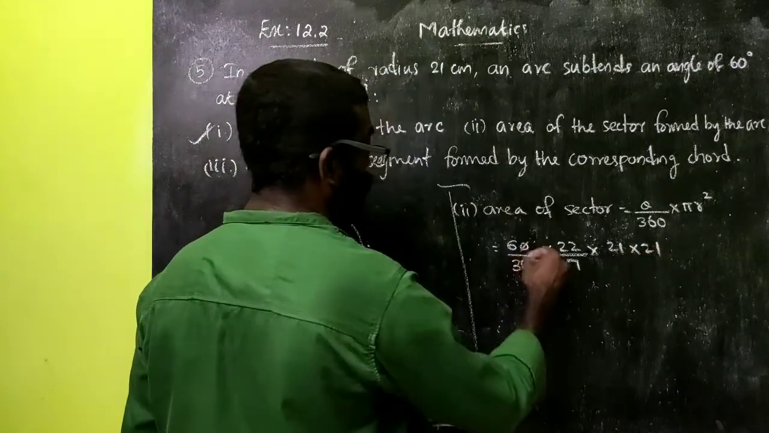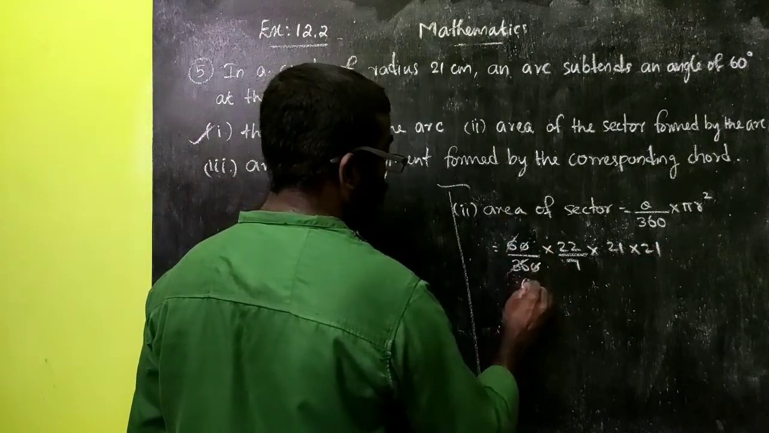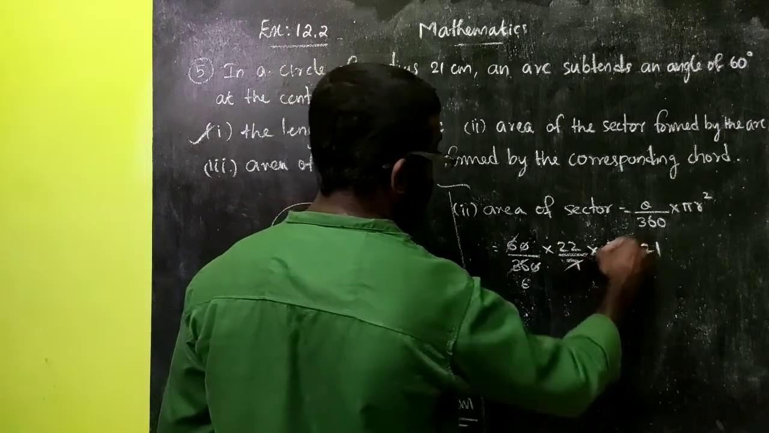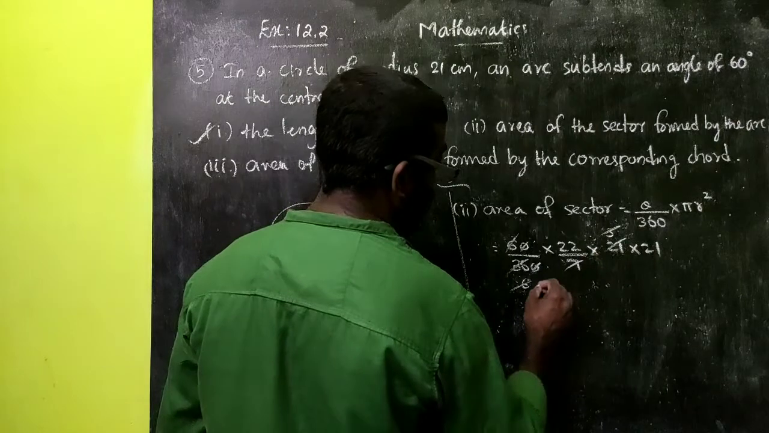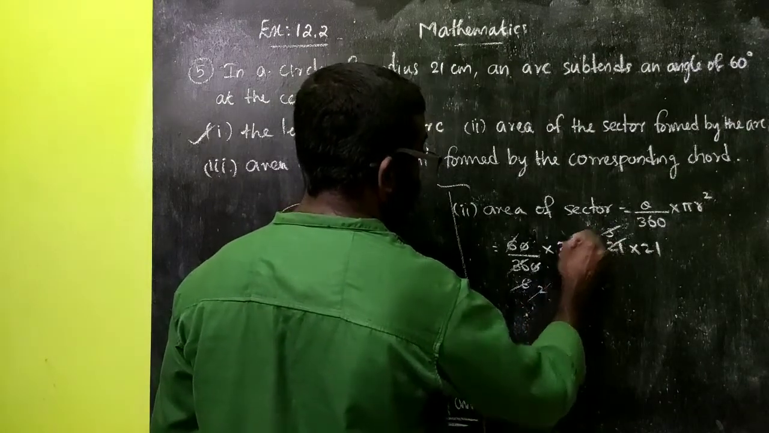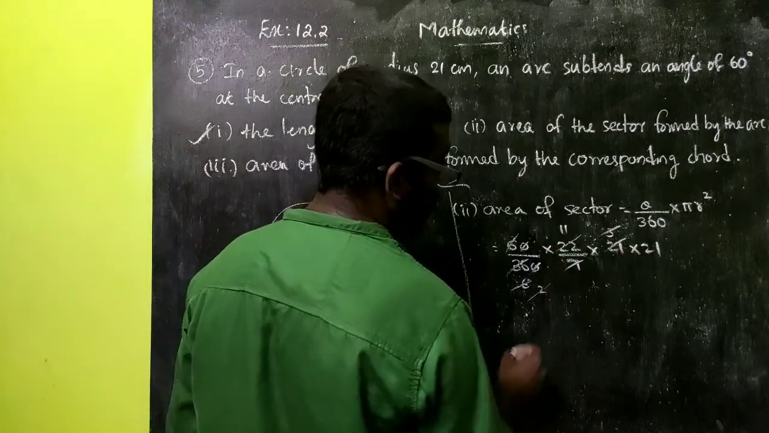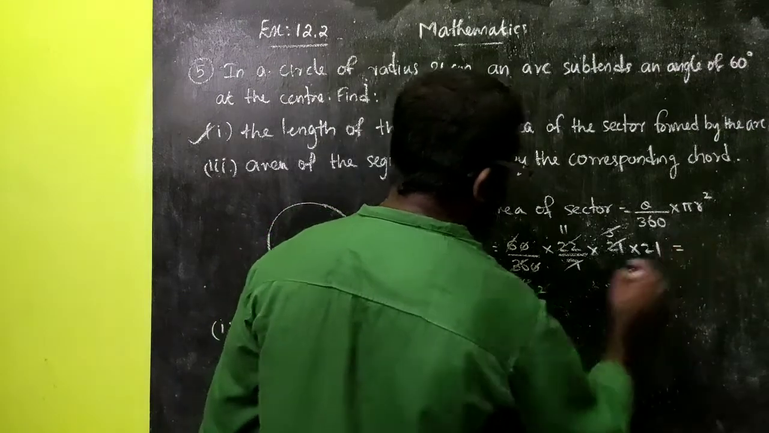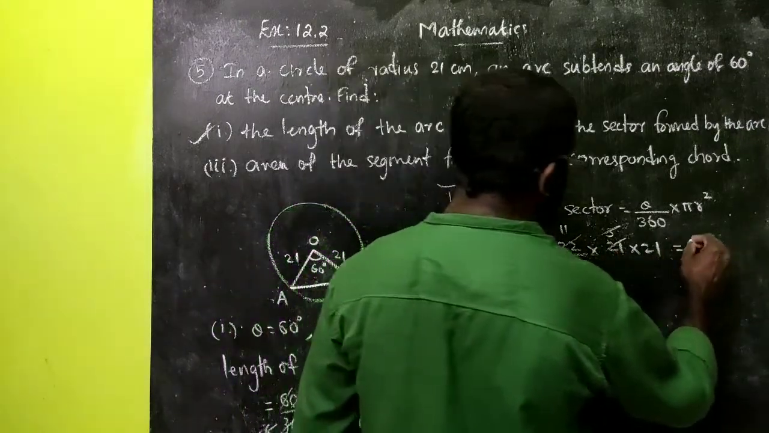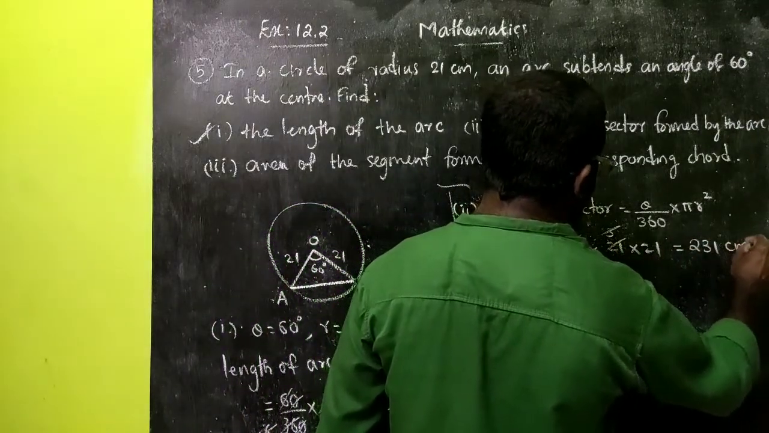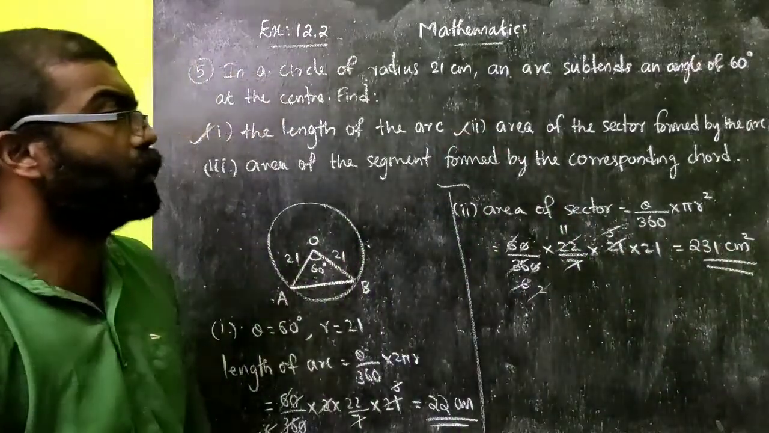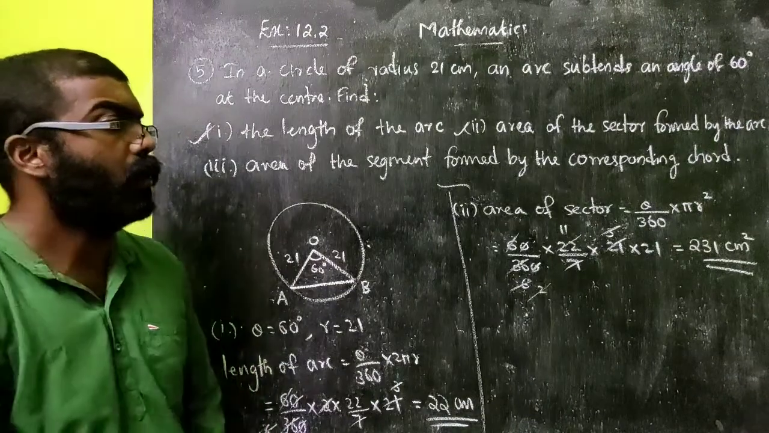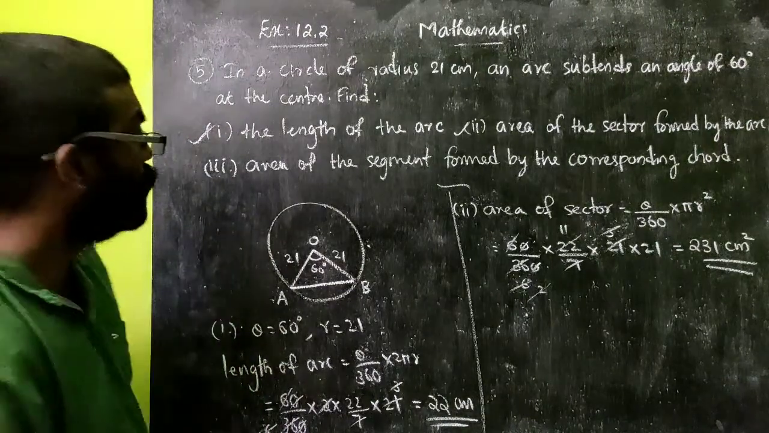You can cancel 0, 0, 6, 36 6 times, 7, 21 3 times, 6 and 3 2 times, 2 and 22 11. It is equal to 11 into 21, 231 centimeter square. So the second part is over. Area of the sector formed by the arc is equal to 231 centimeter square.